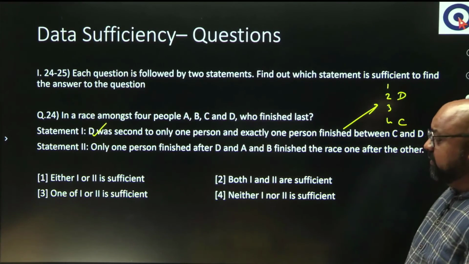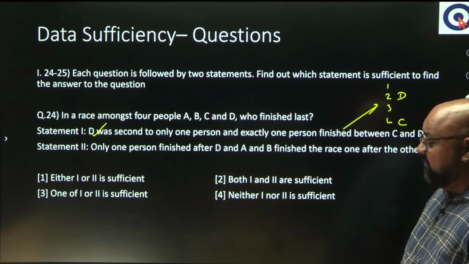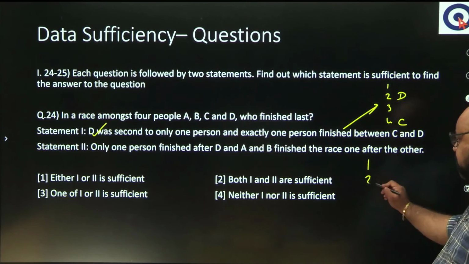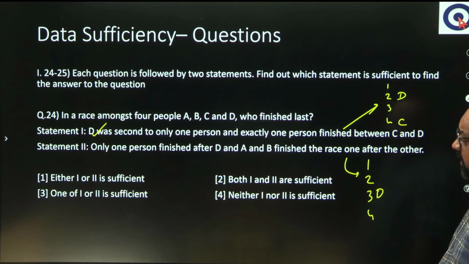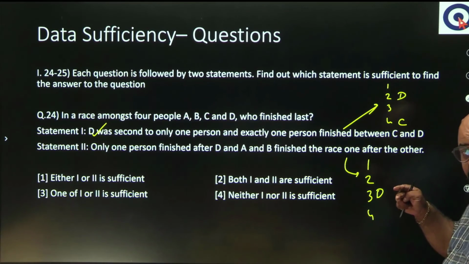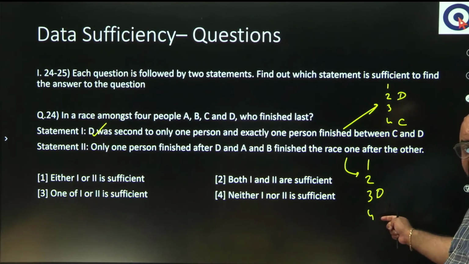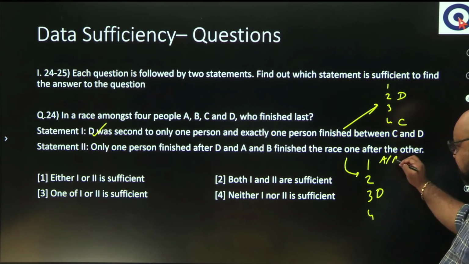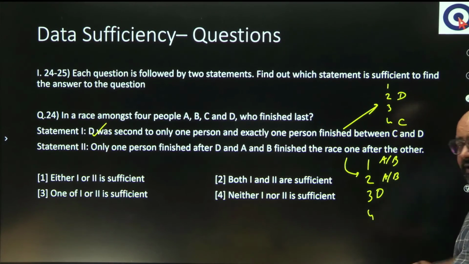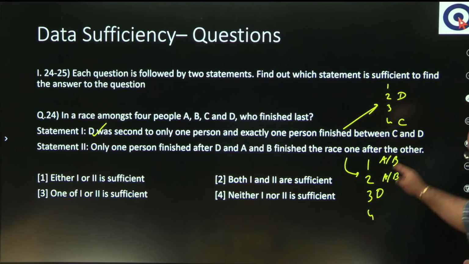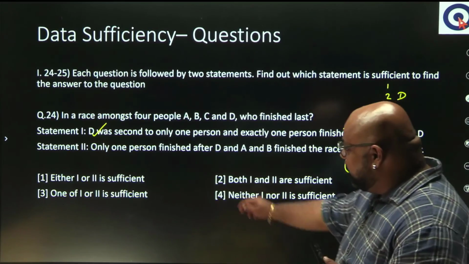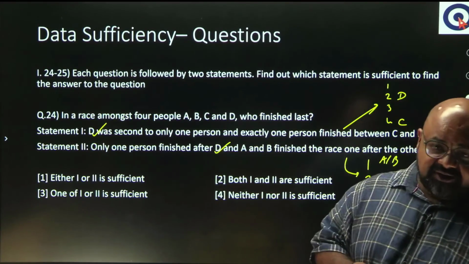Let's look at 2 as well. Only one person finished after D. Positions 1, 2, 3, 4. Now D, according to the second statement, would be third, and A and B finish the race one after the other. So A and B have to be together, they cannot be after D because there is only one position. So A and B would have finished at 1 and 2. I do not know who is first, who is second, but they would be one after the other. And therefore, who has to be last? Since A, B, D are done, C would be last. And therefore, using statement 2 alone also, I can answer the question.